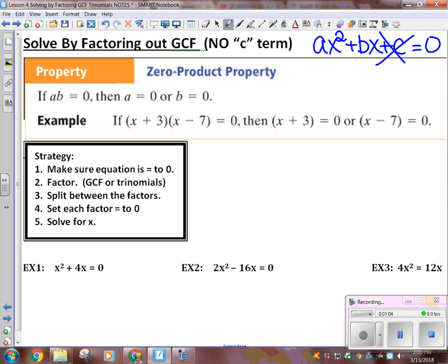When all is said and done, you're going to have multiple ways to solve some of these equations, and you'll get to pick whichever one you think is the best one. So I'm going to guide you through as much as I can.